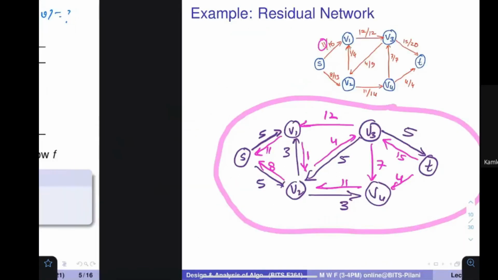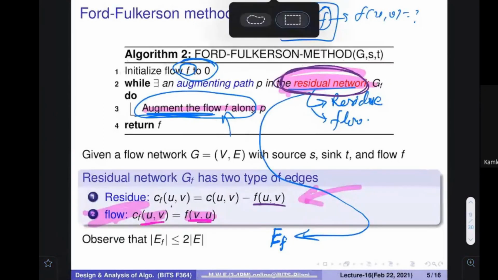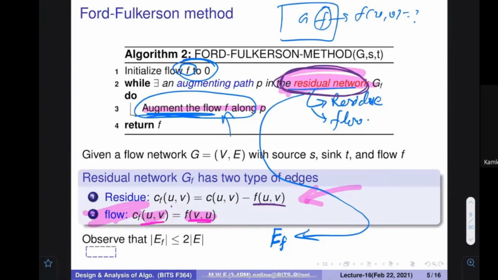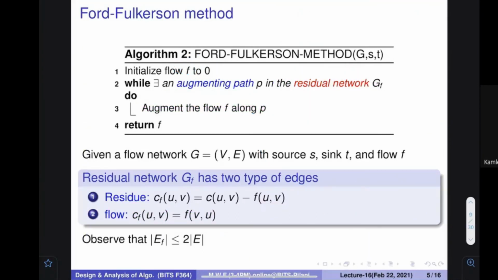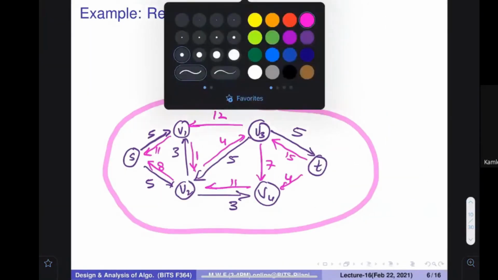So till now, where are we in this algorithm? Let me show you where we are. Now for this particular G, we have created the residual network. Then the next part is whether there exists an augmenting path. The second part we are going to learn is whether there exists an augmenting path or not.